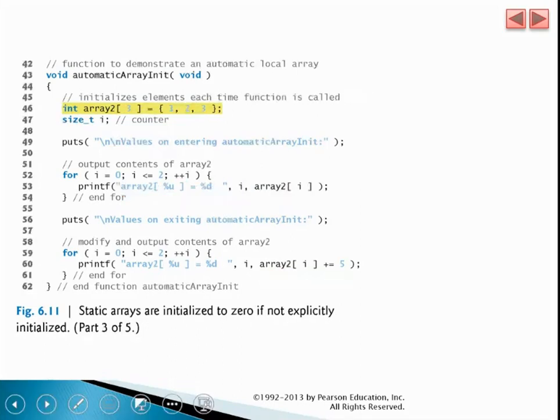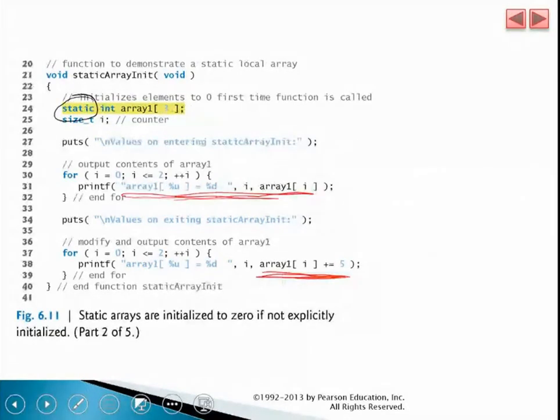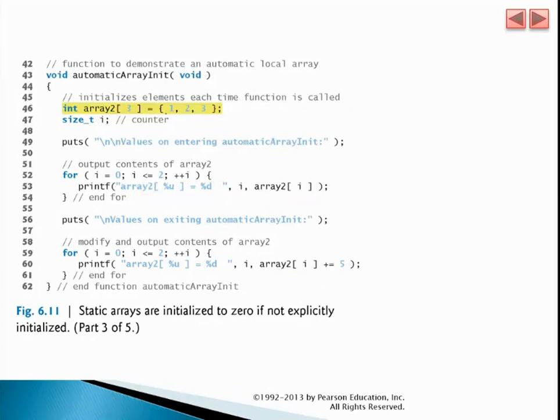Same thing we are doing in automatic array init. But the difference is there is no need to initialize anything in the static array, because all the elements are initialized with 0 when the function is called for the first time. But in case of the automatic array, we have to actually initialize this array. So we have initialized this array with 1 to 3, and then we are doing the same. We are first printing the content of array 2, and then the modified content of array 2, and in this also we are incrementing each element by 5.